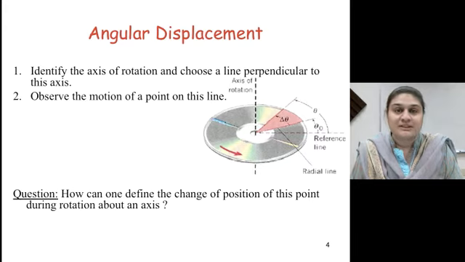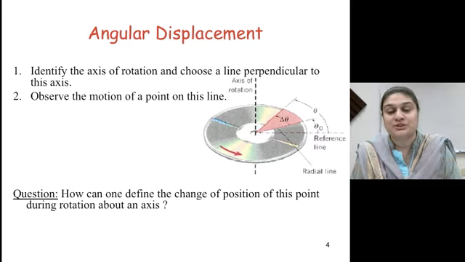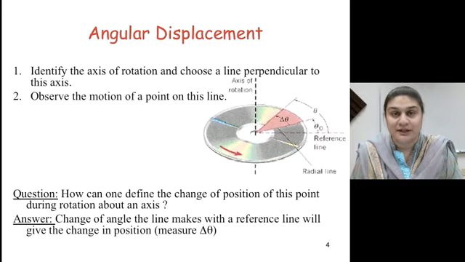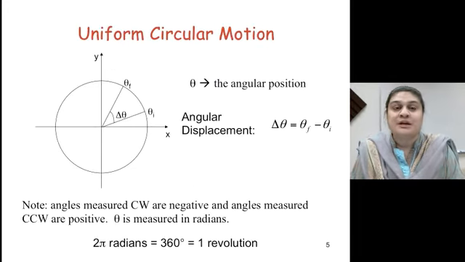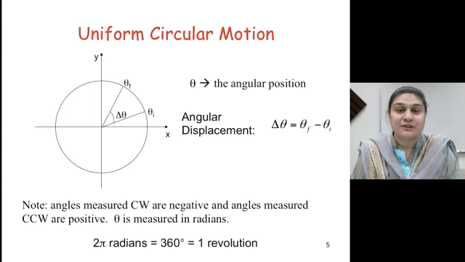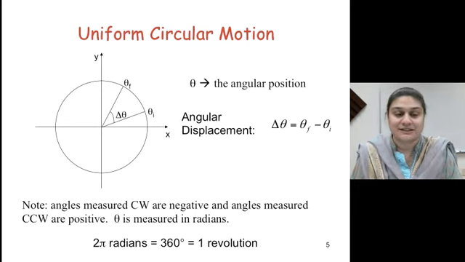So basically the question is, how can one define the change of position of this point during the rotation? The simple answer is the change of angle the line makes with the reference line will give the change in position. So basically measure delta theta. In order to calculate the delta theta for a uniform circular motion, theta is given by some final theta, where the line is at that point, minus the initial one. So the angular displacement is going to be theta f minus theta i, where both theta f and theta i are measured with respect to the chosen reference line along the x-axis.